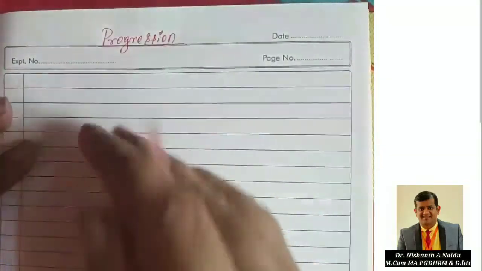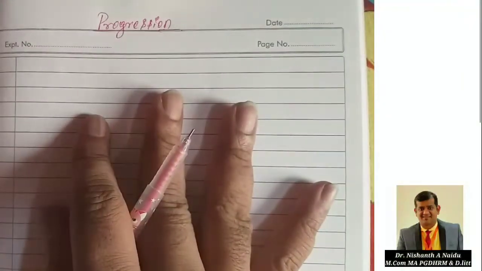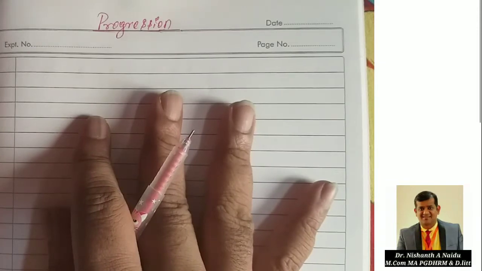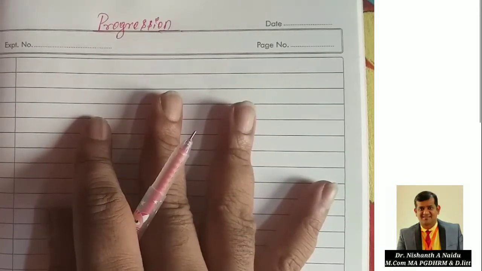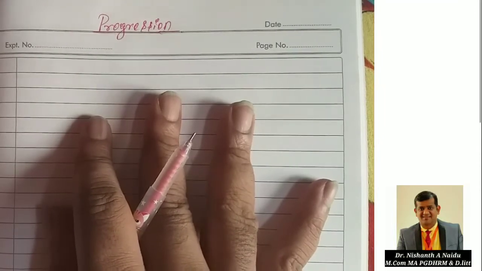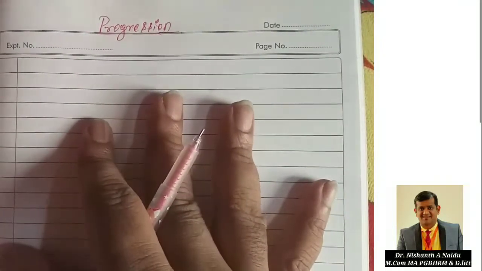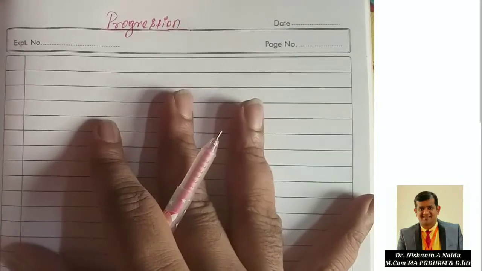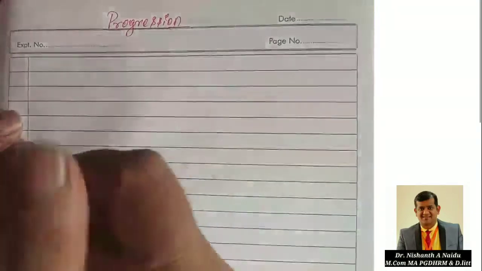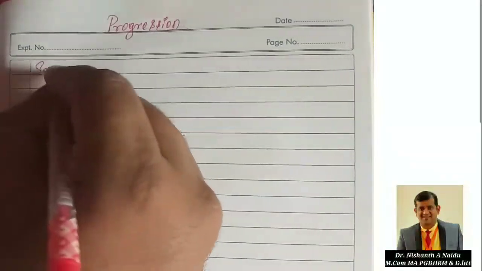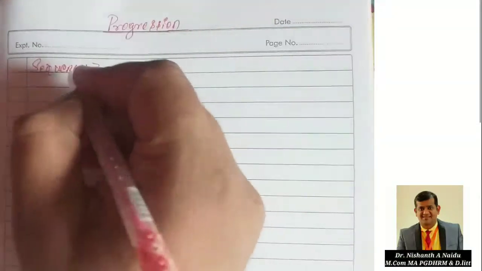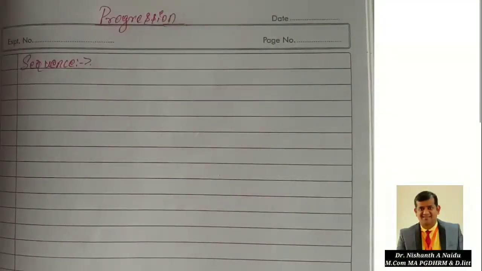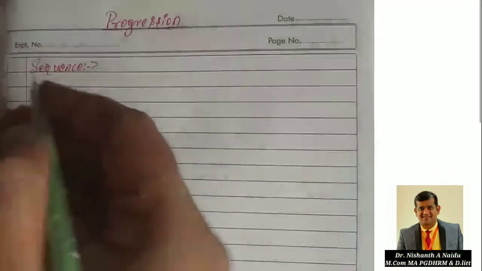Here you have to understand a few basic things before going to the problems, so that we can apply those principles while solving the problem. Then we can go on directly solving the problem. So first thing you should know about is sequence. What do you mean by sequence? First you have to understand the term sequence here. If you know the sequence, then we can solve the problem easily.